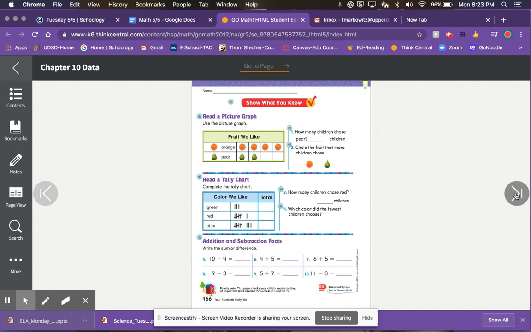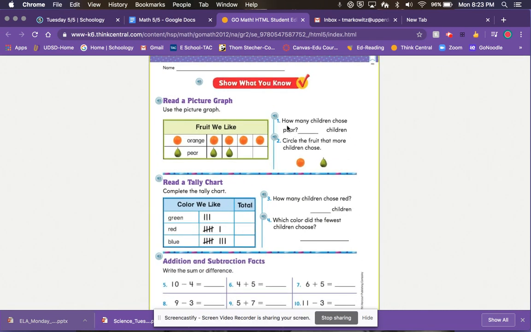Here's the next page. All right, reading a picture graph, reading a tally chart, and our good old addition and subtraction facts. How many children chose pear blank children? So you're going to look over here at the chart, circle the fruit that more children chose. You're going to circle the picture or just write down the word if you're typing a document. Reading a tally chart, same deal. Each line counts as one. As soon as they cross it, some of you probably remember this, hopefully everyone, as soon as they cross it, it's worth 5. So you don't need to count every line. If you see one that's crossed, immediately you say 5 and you count on. That way it'll save you some time.